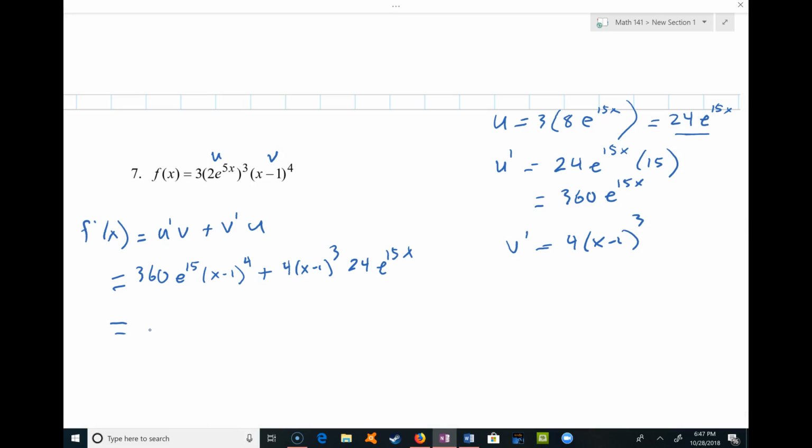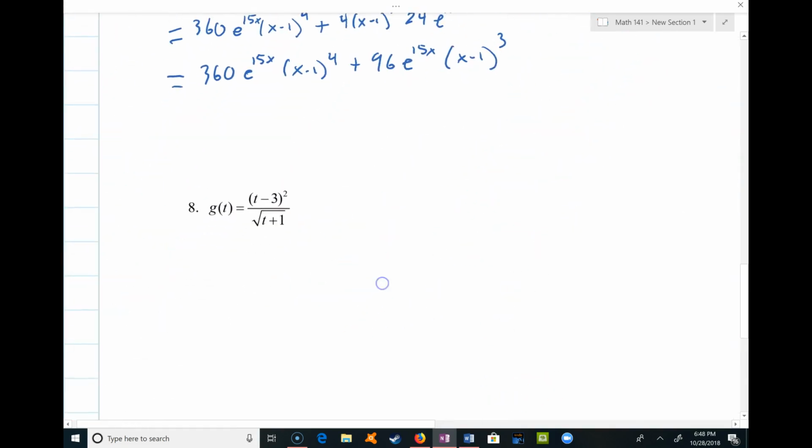And now there's not a lot of simplifying to do. I guess I can just multiply the 4 by 24. I think that's all I'd do. 360e to the 15. Oh, did I leave off an x there? Whoops, that's 15x, times x minus 1 to the fourth plus 4 times 24 would be 96. So that'd be 96e to the 15x times x minus 1 to the third. Now you could factor out an e to the 15x, but it's not really going to do you much. You could factor out an e to the 15x and an x minus 1 to the third power. I guess that would leave something nice inside, but I don't think it's making a big difference, so I would probably just leave it like that.